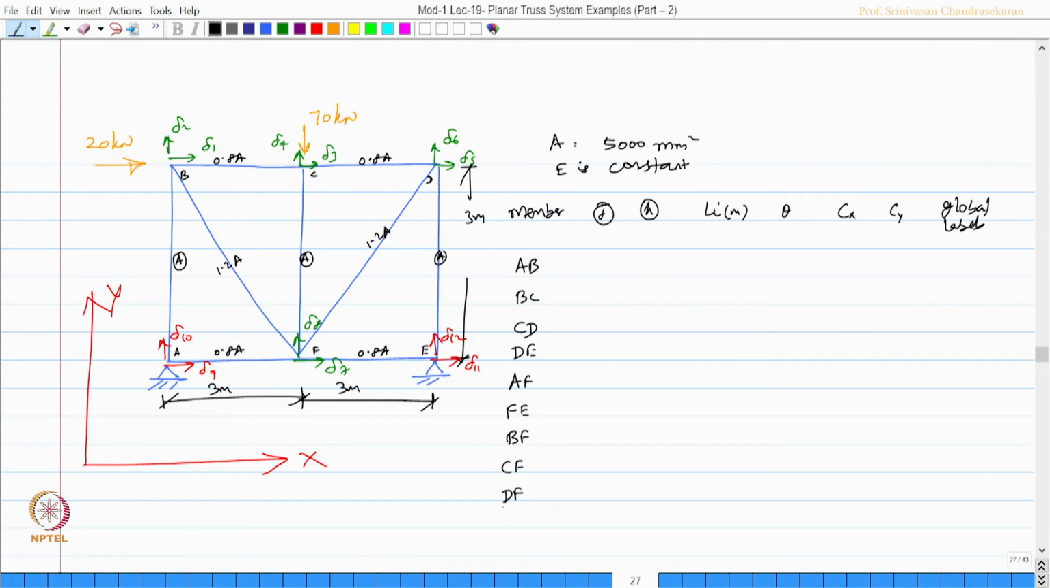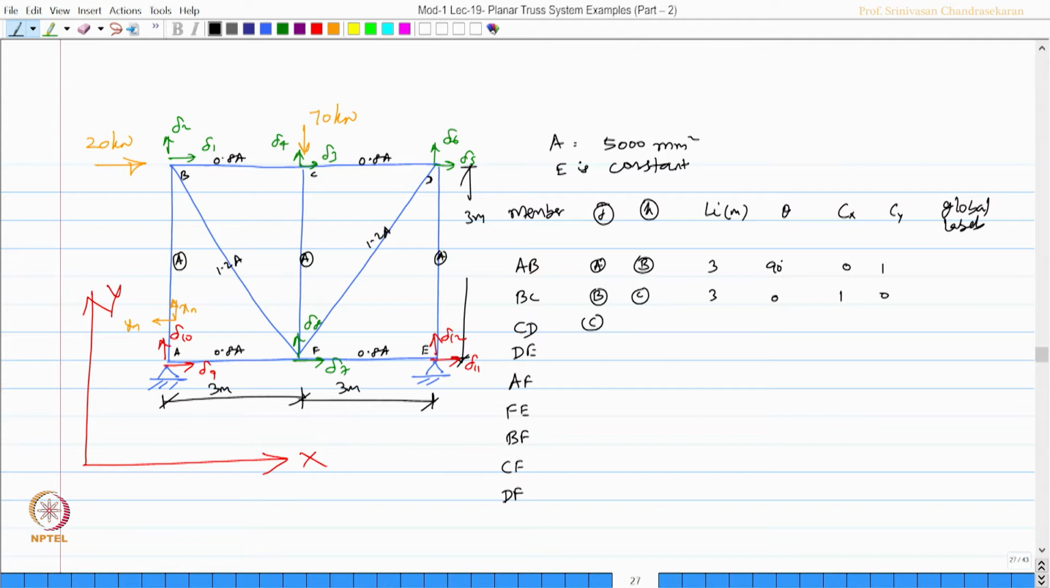Okay. For the member AB, I am taking this as A and B. So, similarly, this becomes a local axis. So, this becomes my xm, this becomes my ym. Similarly, I can mark for all the members, I am entering the values. The length of the member is 3 meters, theta is anticlockwise 90 degrees. So, I can enter Cx and Cy. For member BC, similarly B and C, 3 meters, 0, 1, 0.